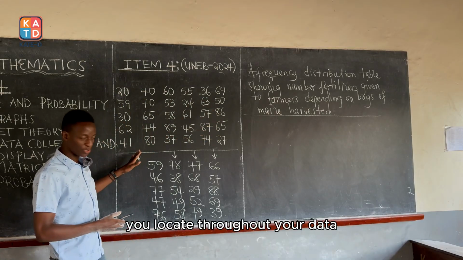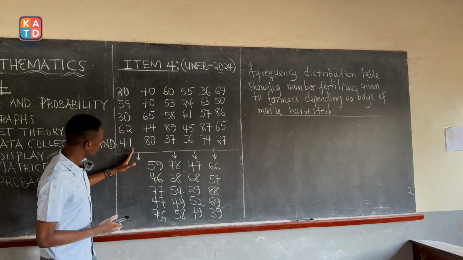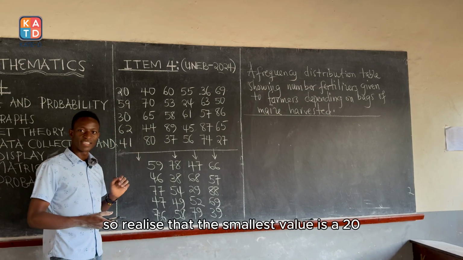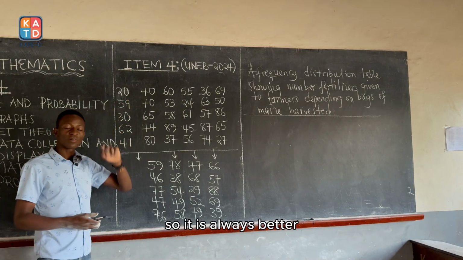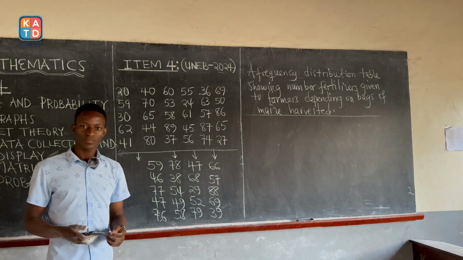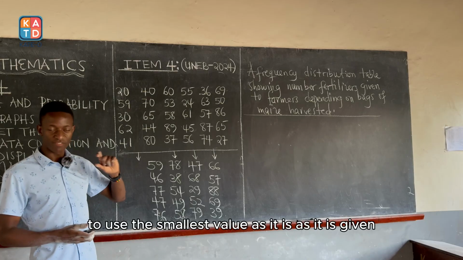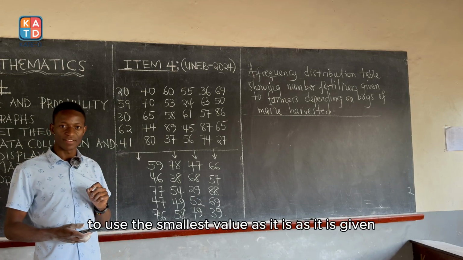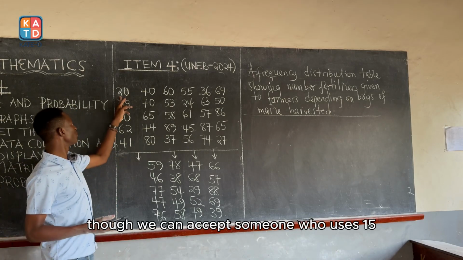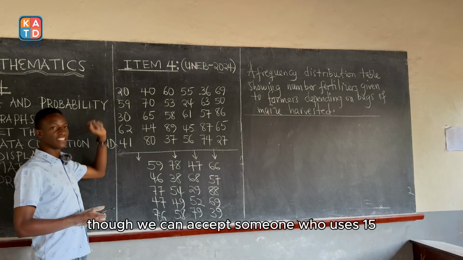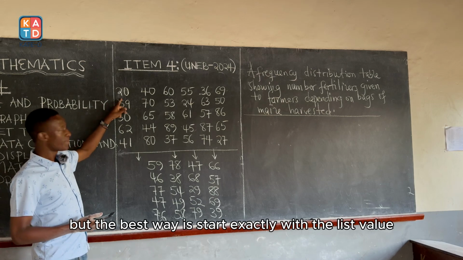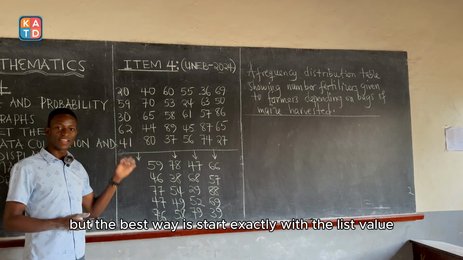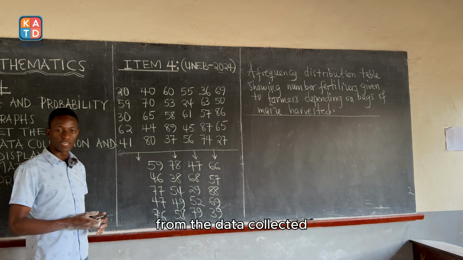You locate throughout your data. So you realize that the smallest value is a 20. So it is always better to use the smallest value as it is given. Though we can accept someone who uses 15, just below that, to capture this 20 here. But the best way is start exactly with the least value from the data collected.